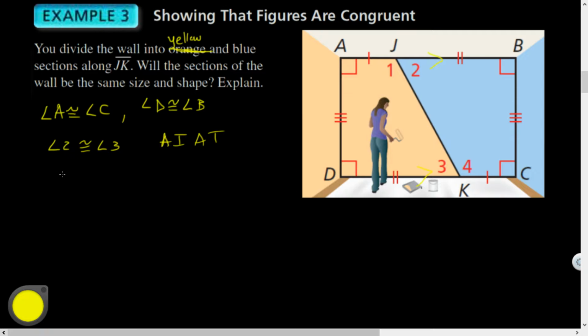And then how about this? Angle 1 is congruent to angle 4 with the y now. Why do you think that? Alternate interior angles theorem. That's right. Good stuff.